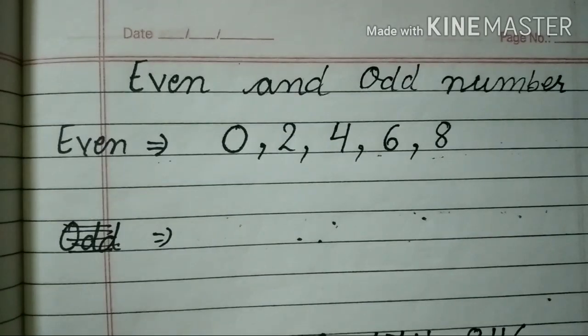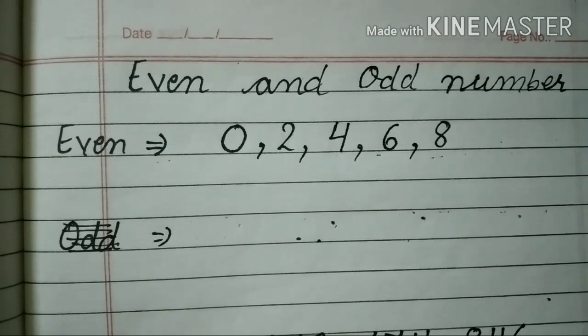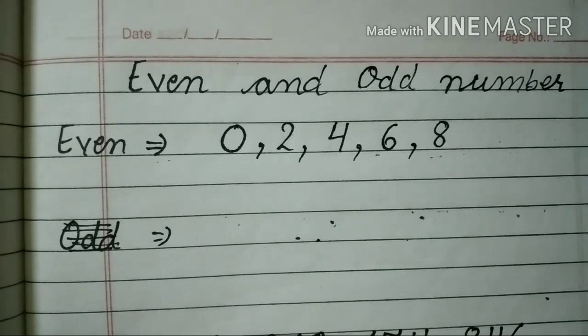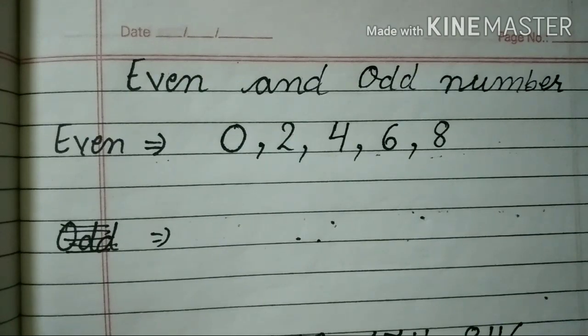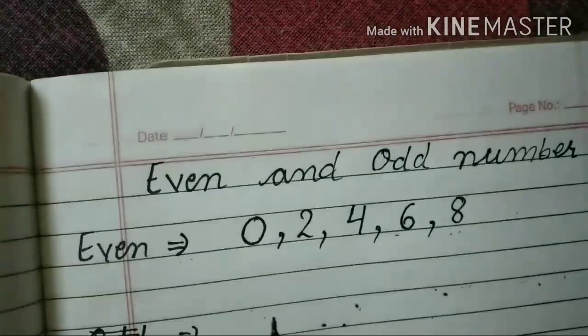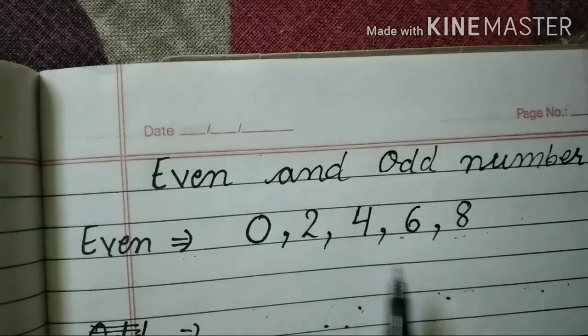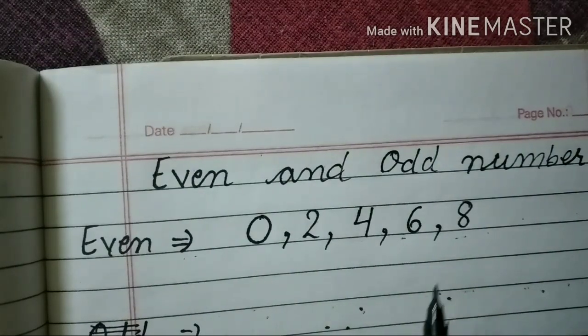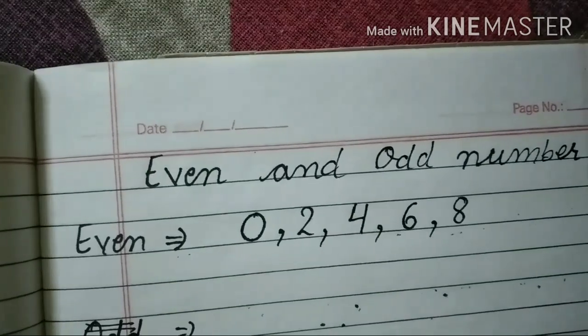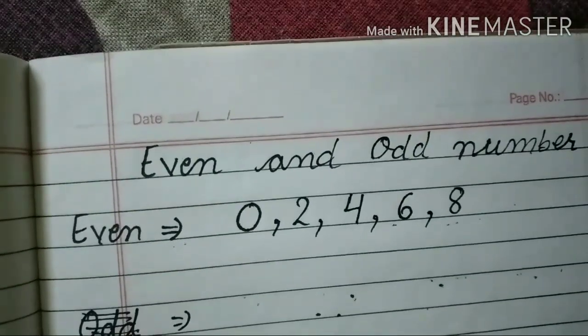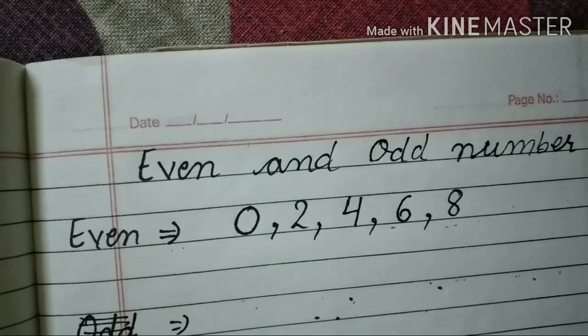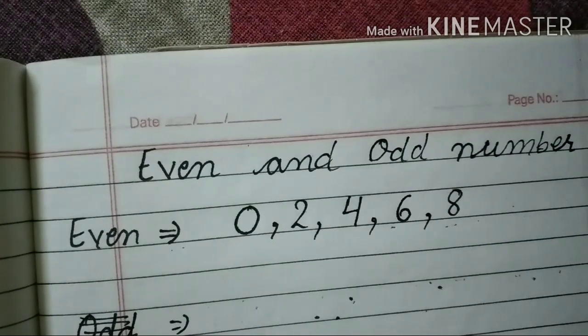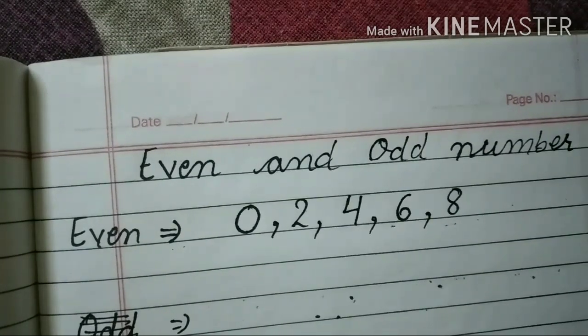Students, now we will learn about even and odd numbers. Even numbers are those numbers with the digit 0, 2, 4, 6, 8 at the ones place. Or we can say the numbers completely divisible by 2 are called even numbers.